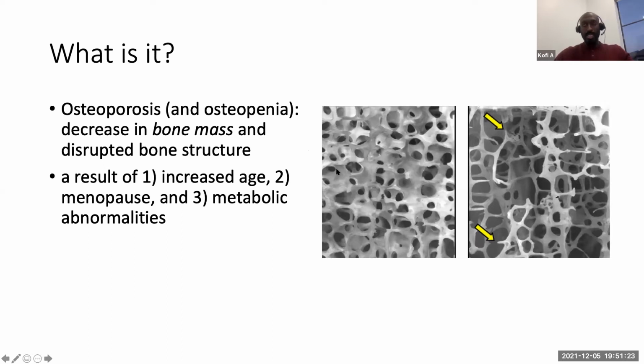How does this happen? Well, there are three main ways it can happen. One is increased age. As you see, I'm just as bald as my father is. Uncle Quincy Prince is getting there as well. One day we'll all be there. But as you get older, you get bald, your bones get weaker. That's just a natural part of life.